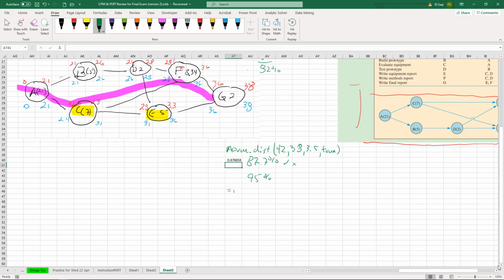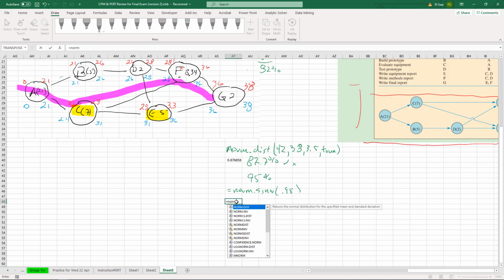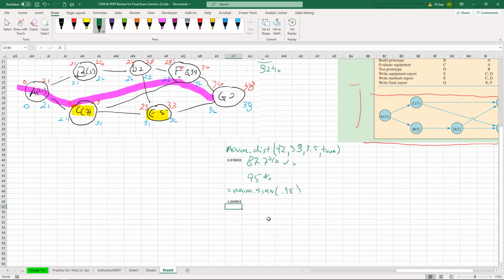We need equals norm dot s dot inverse. Remember I told you we need inverse. Whoops, getting crazy here. 0.95. Okay, so what is the z? You've got to remember what comes out of these equations here. So equals norm dot s dot inverse of 0.95. The z is 1.64.